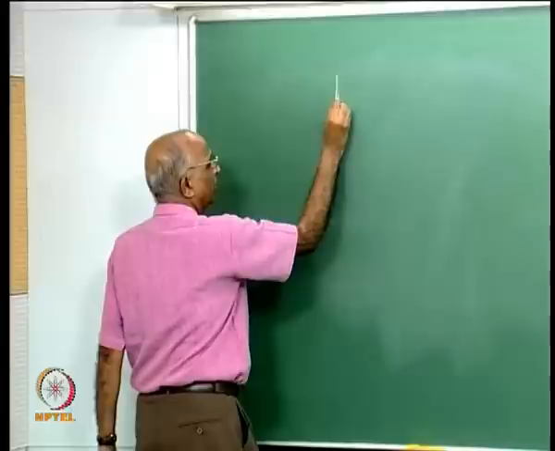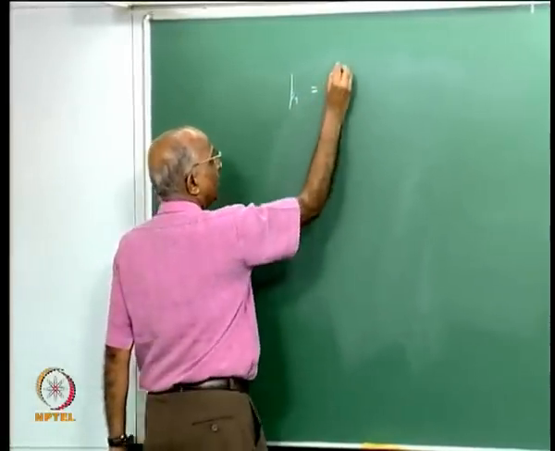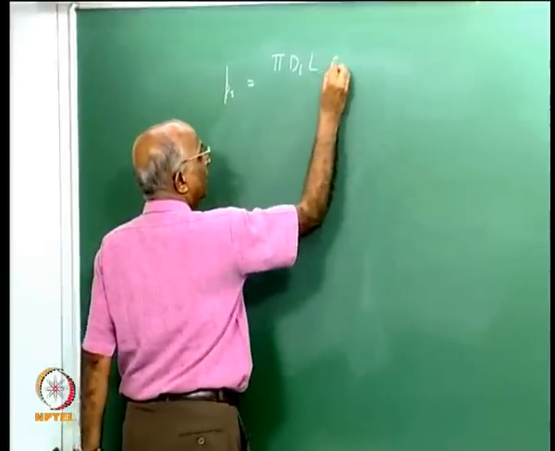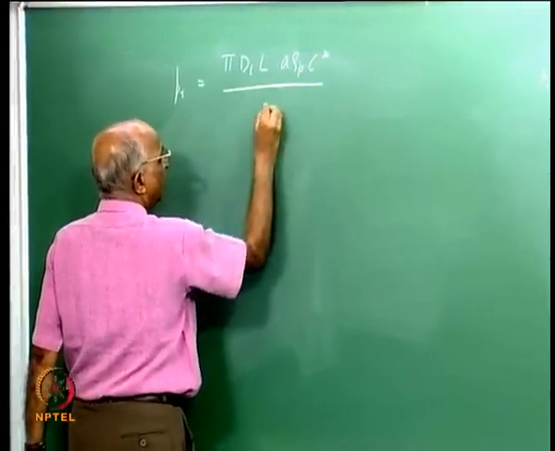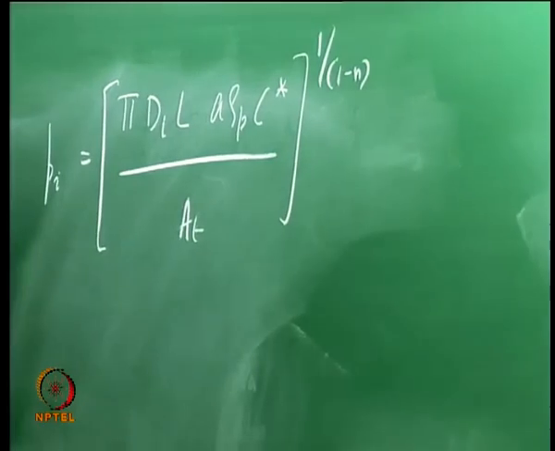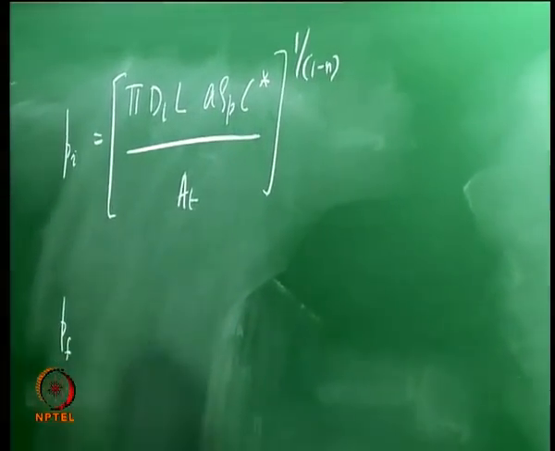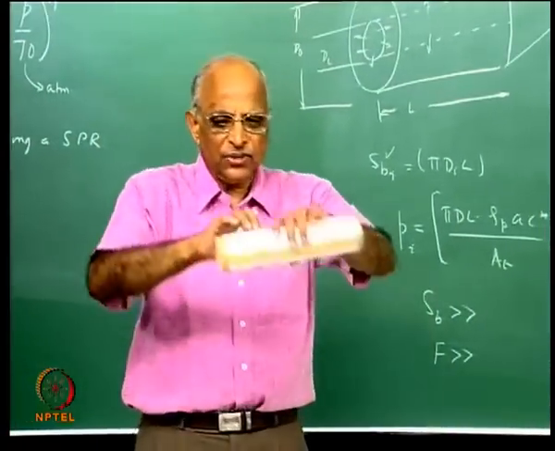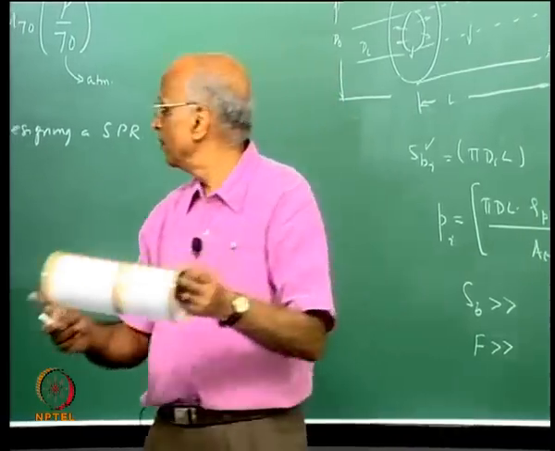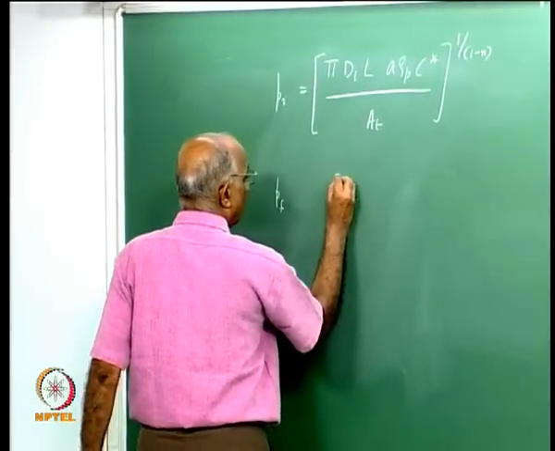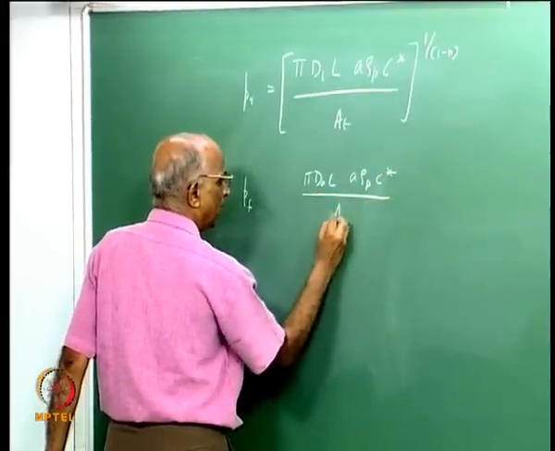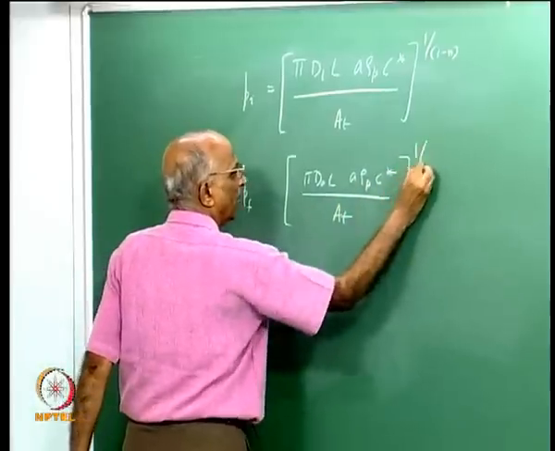Well, I have the initial value of pressure equal to whatever I have written there. Let us rewrite it. Pi D_i, which is the initial perimeter, times L, is the initial burning surface area, A, times rho_p times c star divided by A_t, to the power 1 by 1 minus n. Now, what is the final value of pressure when the burning has progressed? In other words, the burning progresses from the inner cylinder and reaches the outer cylinder. What is the value? The final value of burning surface area is going to be pi D_o, the perimeter, times L, is the final burning surface area, A, times rho_p times c star divided by A_t, to the power of 1 divided by 1 minus n.